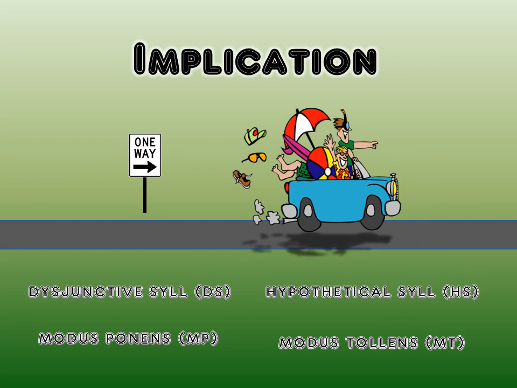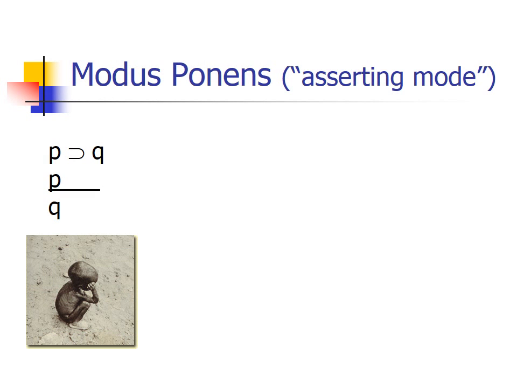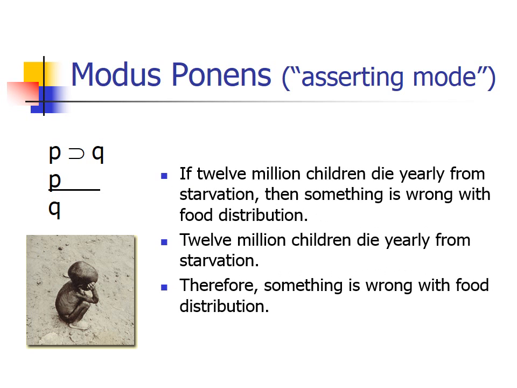So let's move ahead and study Modus Ponens and Modus Tollens, two very important and very famous forms of argument, and their Latin names. Don't let them intimidate you. Modus Ponens literally means a mode or a way of building up. These are asserting mode. Take this for example.